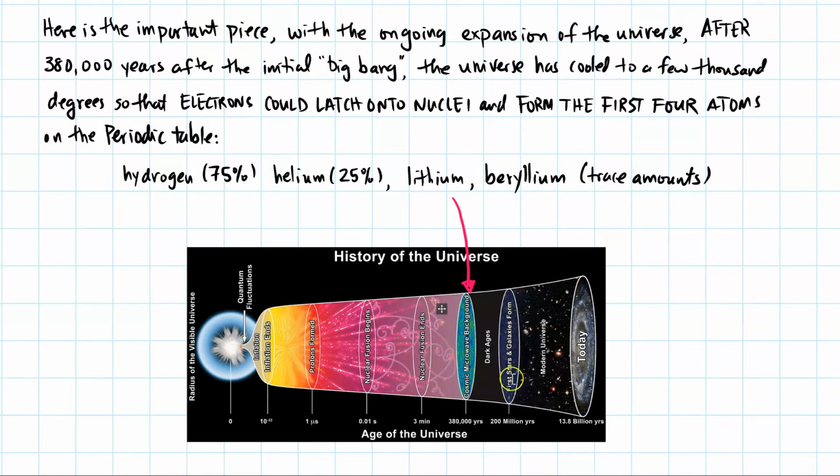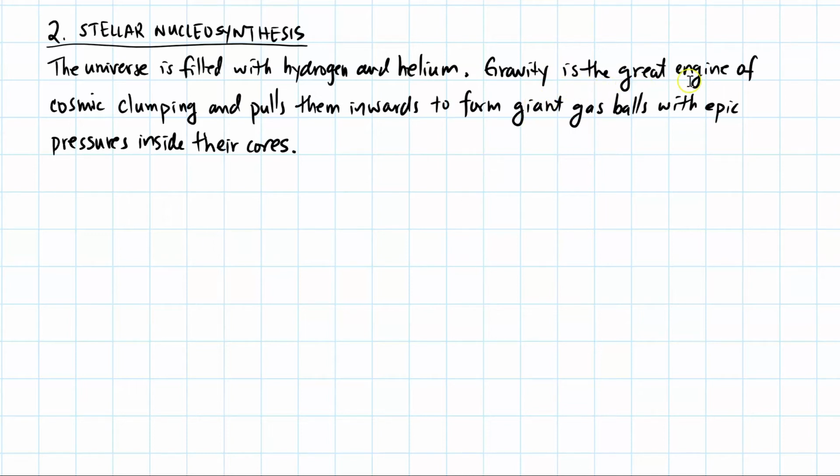The second stage is stars. And then it is stars that start to produce more atoms. Stellar nucleosynthesis. That is, stars are the engines for creating new atoms. So now I have a universe filled with hydrogen and helium. Gravity is the great engine of cosmic clumping and pulls them inwards. It pulls in hydrogen and helium to form giant gas balls with epic pressures inside their cores. These are the first stars ever made.